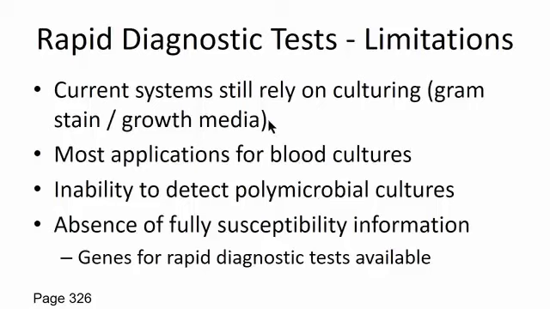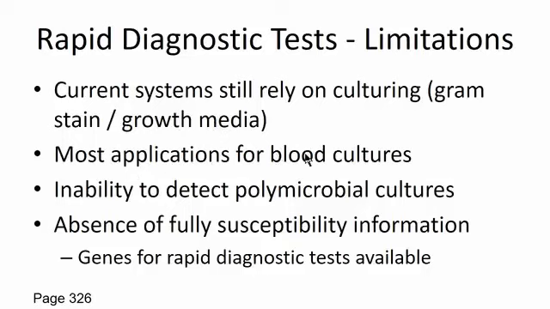So the current systems, all the ones that I named, still rely on culturing. So it's not like you can take a vial of blood and stick it into a machine and it'll spit out a result. You still have to grow it in growth medium. And once you have identified that there's a positive culture, then you put it in a secondary machine to find the species identification and resistance patterns and whatnot.